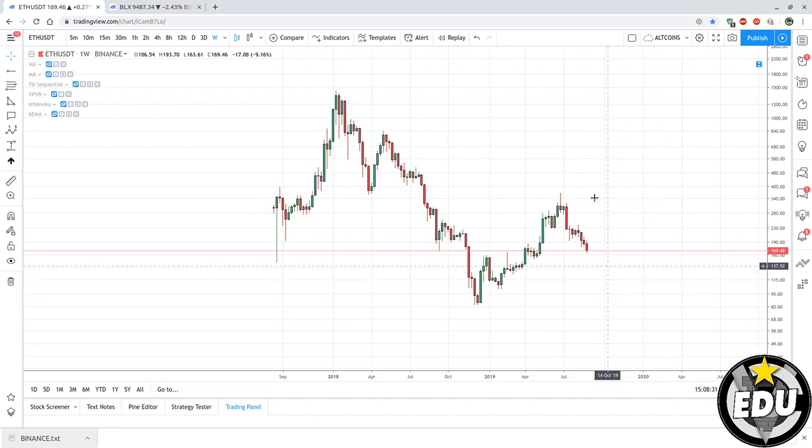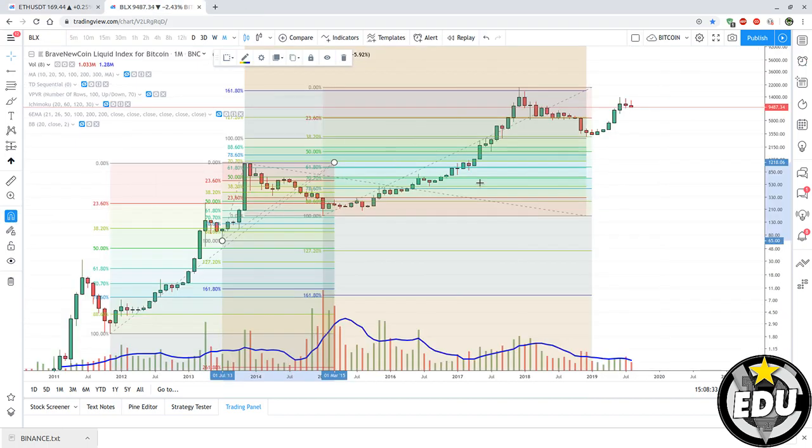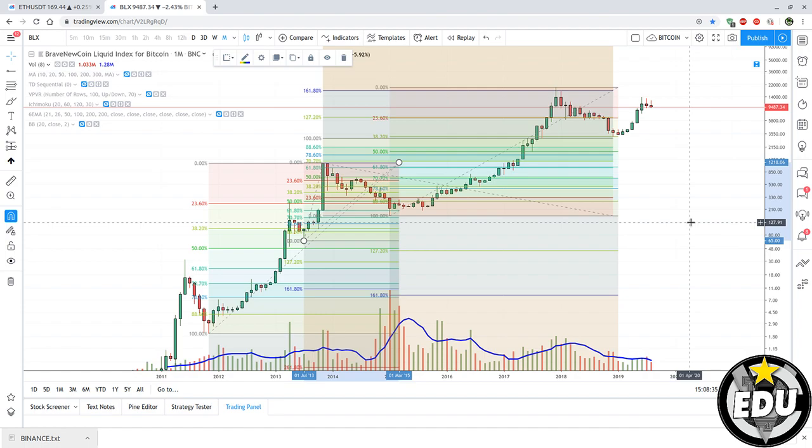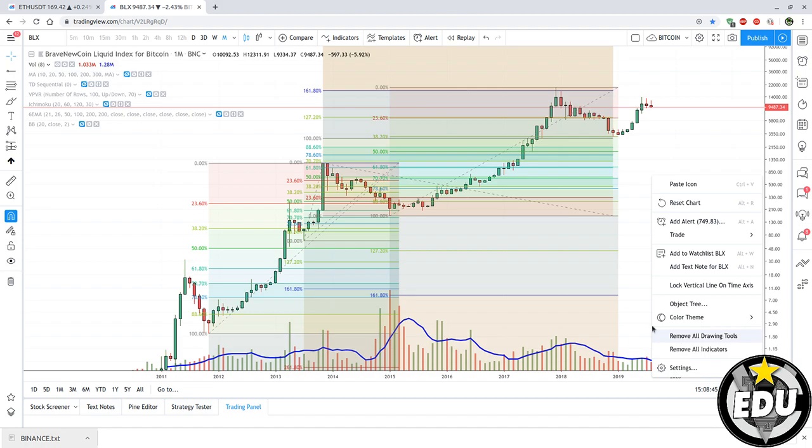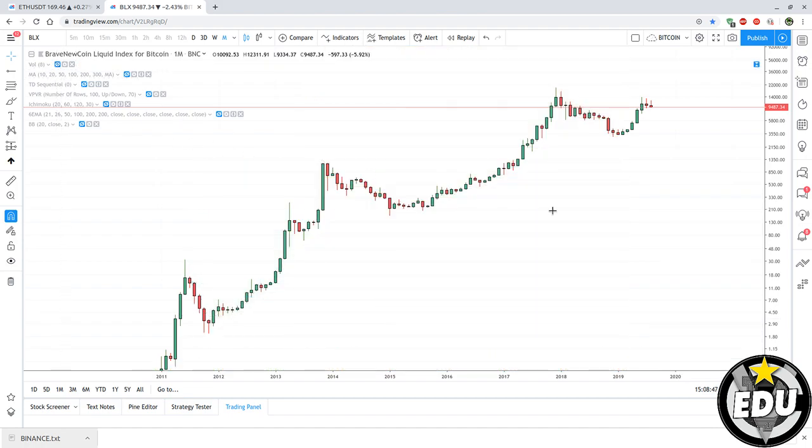Okay, I'm done with Ethereum. Let's go check Bitcoin right now. And you know, I've done so many tweets on this chart, because the confluences between the Fibonacci are just too perfect, in my opinion.